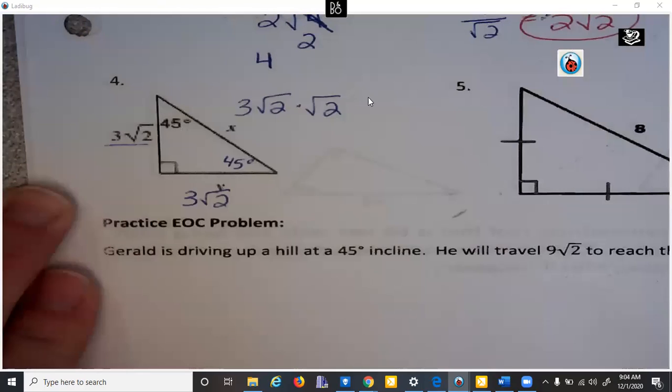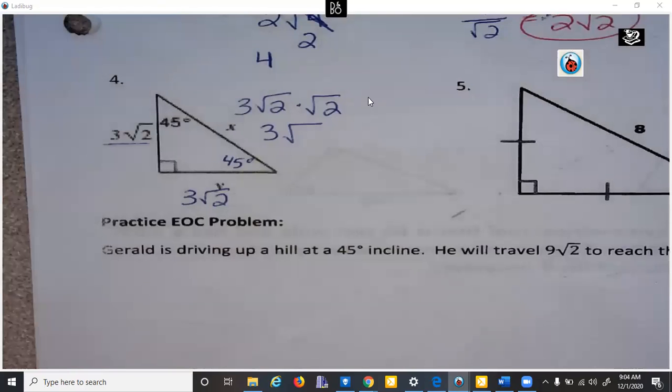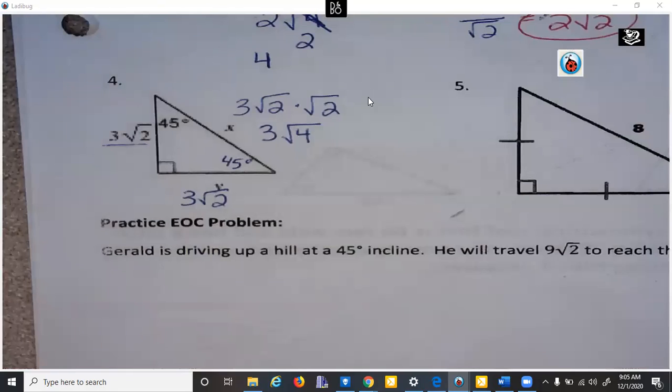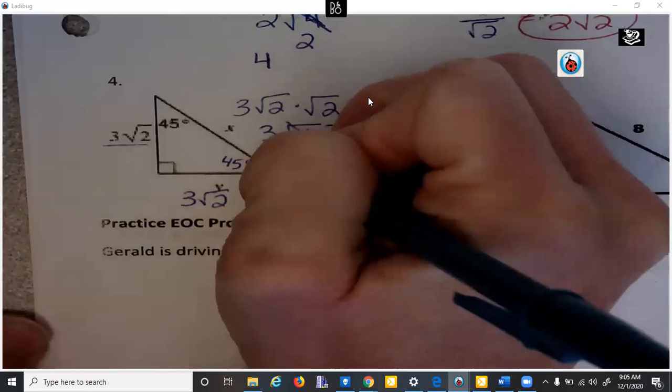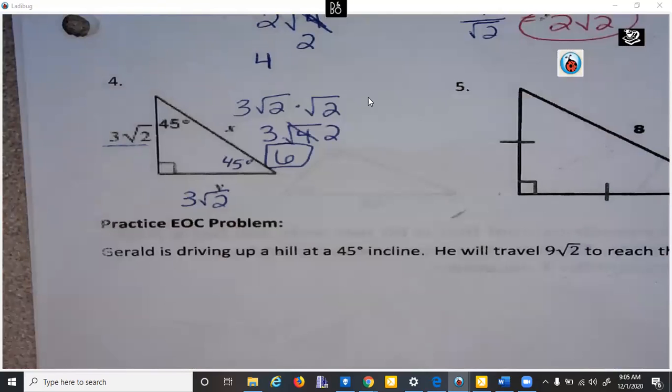Okay? That gives me 3 square root of what? 4. And what is the square root of 4? 2. And I multiply those, so my answer is 6 for X. The hypotenuse is 6. Okay.